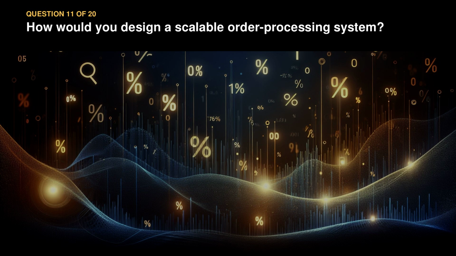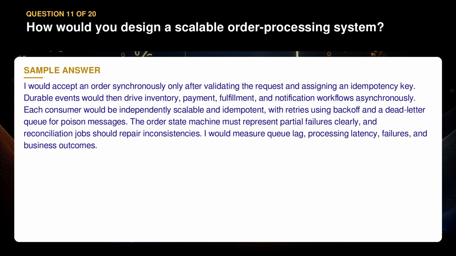Question 11. How would you design a scalable order processing system? I would accept an order synchronously only after validating the request and assigning an idempotency key. Durable events would then drive inventory, payment, fulfillment, and notification workflows asynchronously. Each consumer would be independently scalable and idempotent, with retries using backoff and a dead letter queue for poison messages.